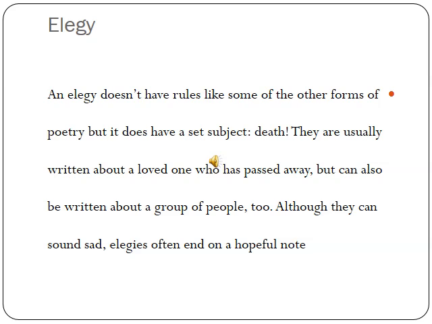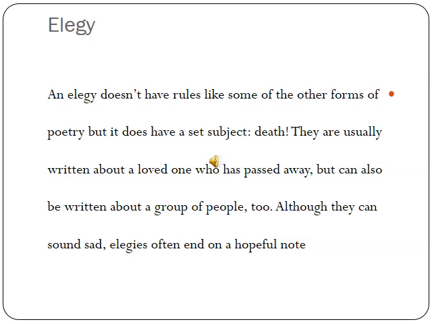When exactly? An elegy doesn't have rules like some of the other forms of poetry, but it does have a set subject. Elegy is about death, when you lose someone you love. Don't lose them while they're still alive. No, lose means they passed away, in Jannah, inshallah. So this type of poem is called elegy.